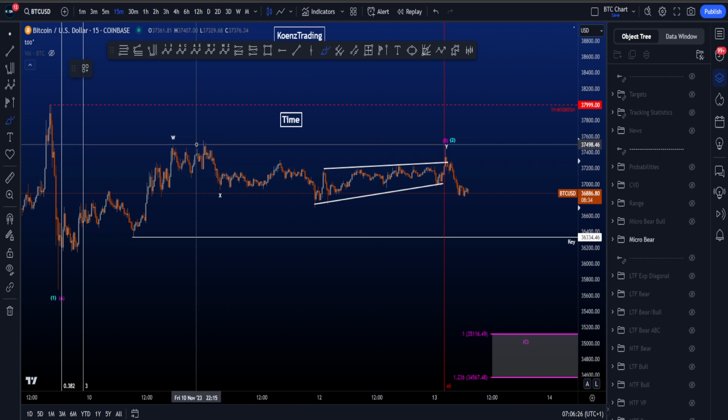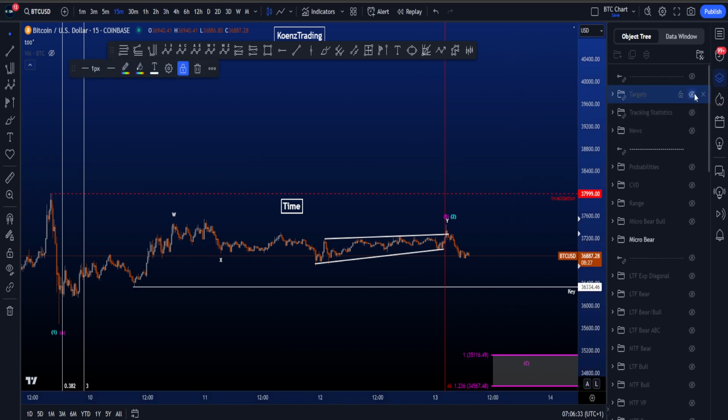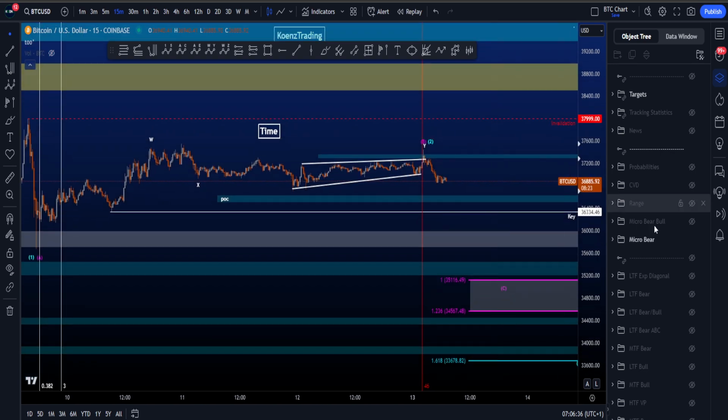Now the invalidation for this scenario is price taking the high, moving to the target box that we have above, which is the golden target box over here, sitting between 38.5k and 39k.